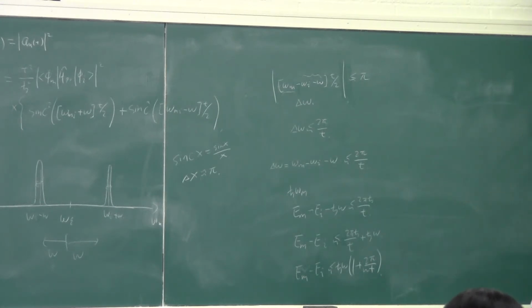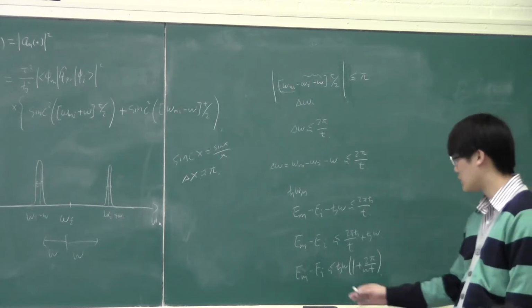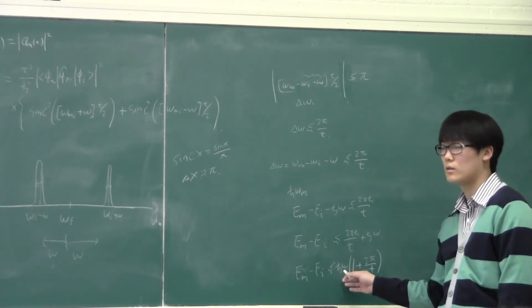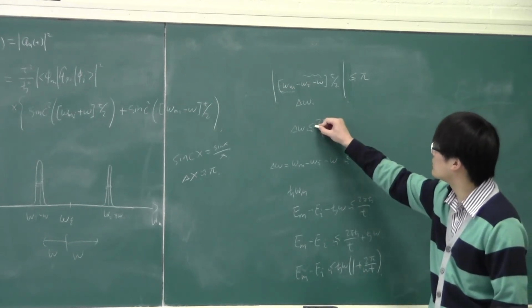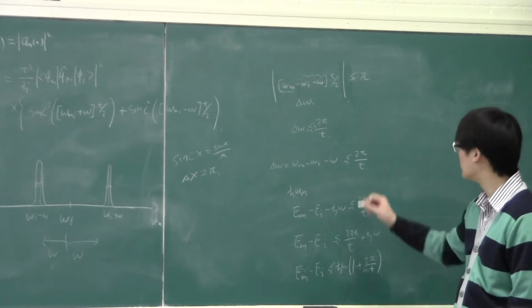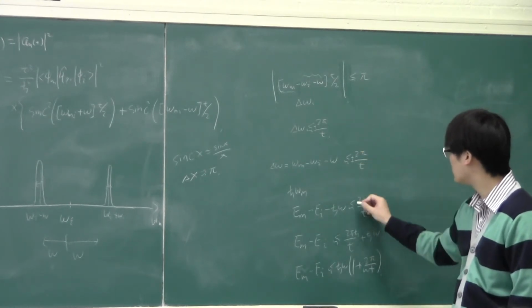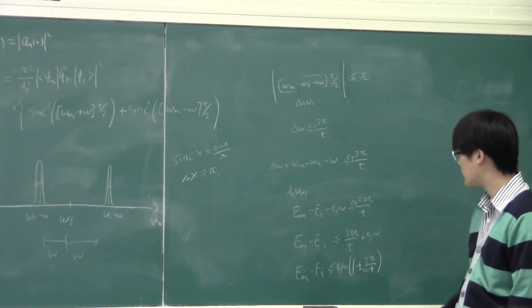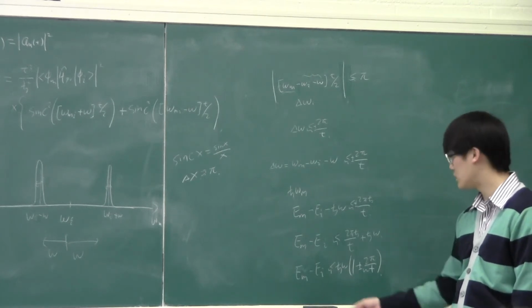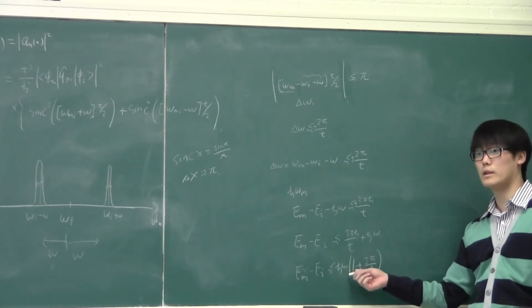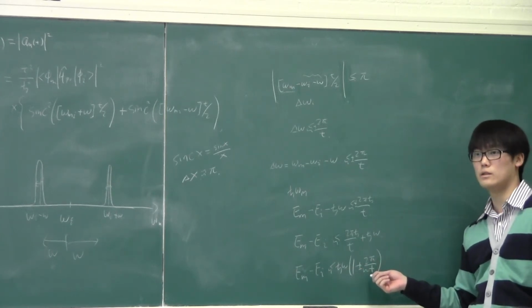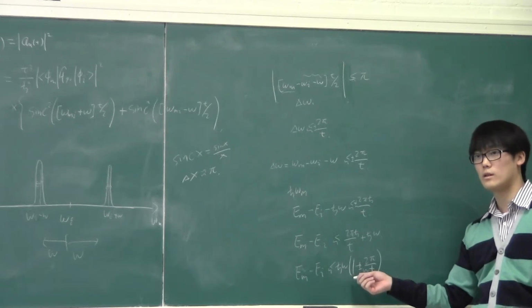Okay. So when is this strictly equal to h bar omega? Oh wait, I forgot the plus minus sign. So I should really say that this is plus minus. So when is this strictly h bar omega? It will be strictly h bar omega when 2 pi over omega t is much less than 1. What does that mean? After several periods.